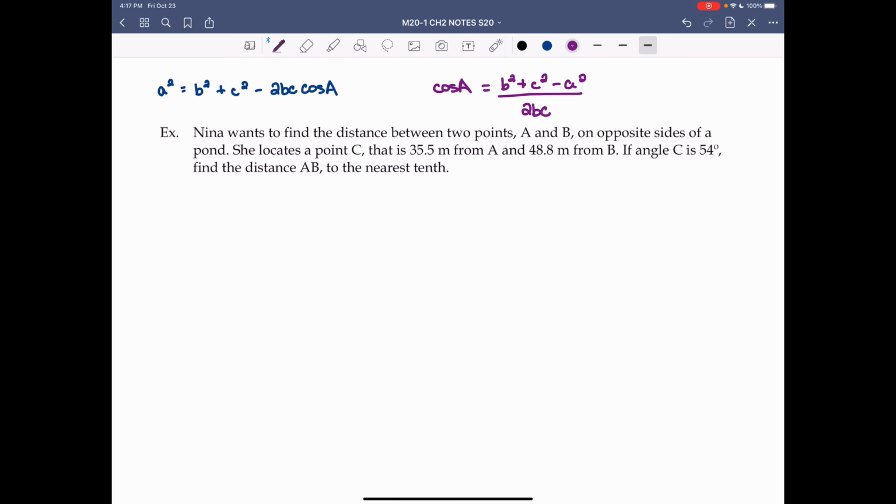First question, Nina wants to find the distance between 2 points, A and B, on opposite sides of a pond. She locates a point C that is 35.5 meters from A and 48.8 meters from B. If angle C is 54 degrees, find the distance AB to the nearest tenth.